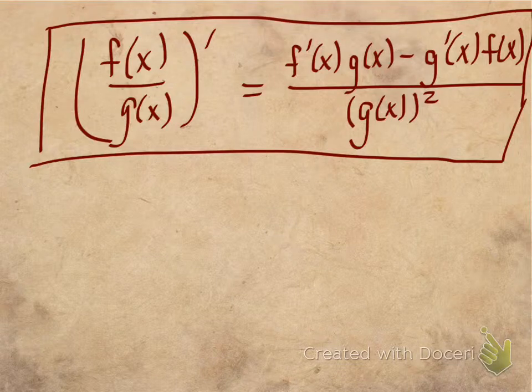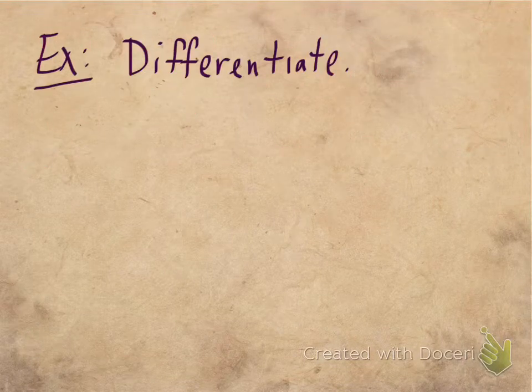And I will ask that you pay particular attention to the order of things in the numerator, because there's that minus sign between them, which means order matters. So it's the derivative of the top times the bottom minus the derivative of the bottom times the top, all over the bottom squared. So let's see a few examples of how to use the quotient rule.